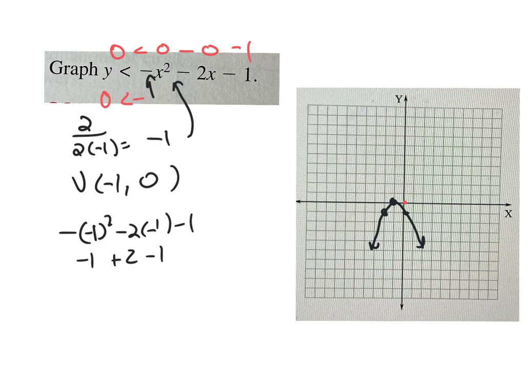So I end up with this: 0 is less than negative 1. So I've got to ask myself, is that true? Is 0 less than negative 1? Gosh, no, it's not. So that point does not work. Because that point did not work, I'm going to shade everything inside that parabola.